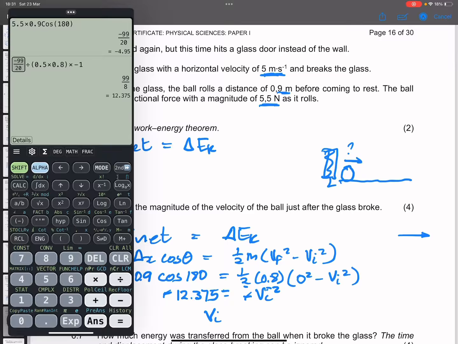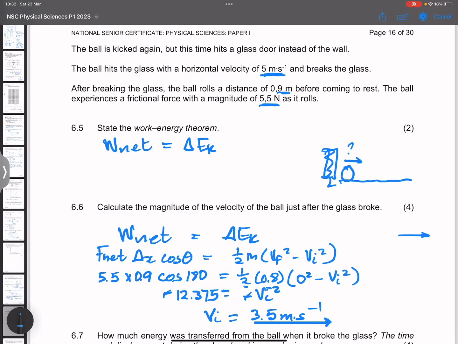Okay, and so I'll take the square root of our answer, and I get 3.5. Remember, we leave it to one decimal place. So the velocity afterwards must have been 3.5 meters per second. And it makes sense. After colliding with the wall, that velocity should actually be less.